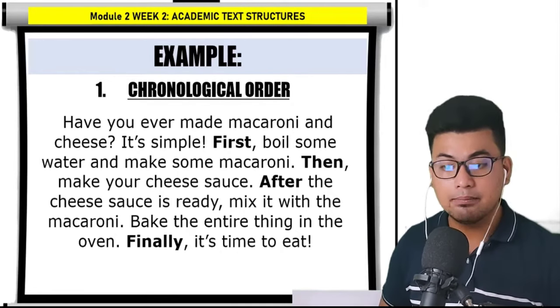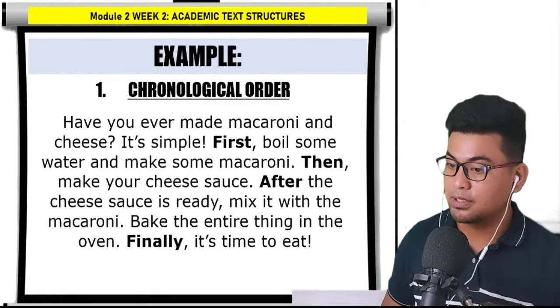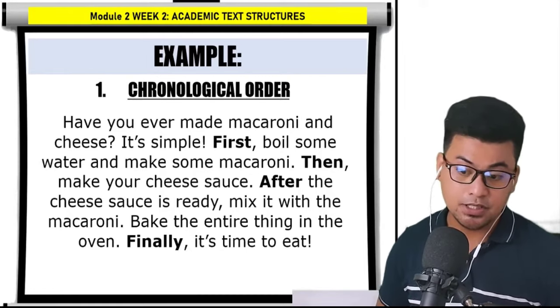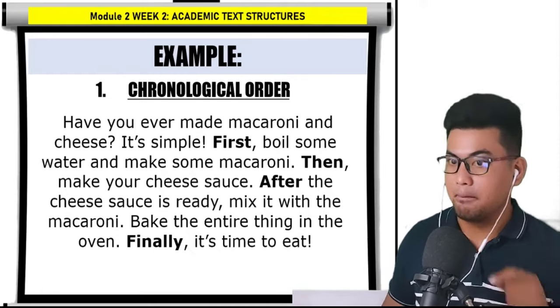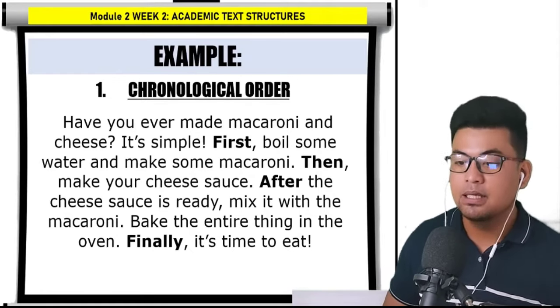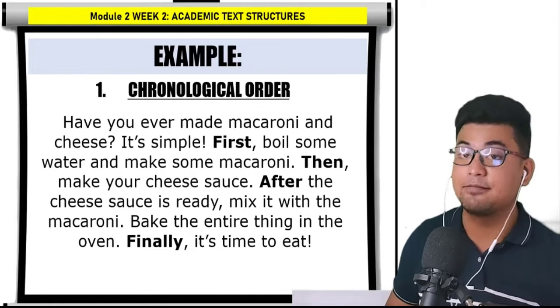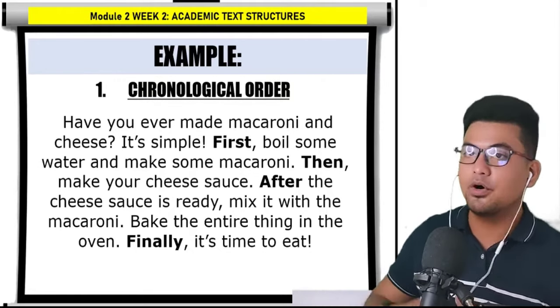Have you ever made macaroni and cheese? It's simple. First, boil some water and make some macaroni. Then make your cheese sauce. After the cheese sauce is ready, mix it with the macaroni, bake the entire thing in the oven, and finally, it's time to eat. Right? So this is a step-by-step order in order to make macaroni.